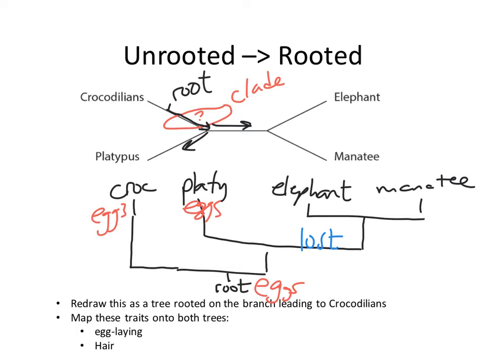So if we were to redraw it, it would give us a totally different conclusion. If you redrew the root, for example, on the branch leading to elephants, that would make elephants the outgroup, which would mean elephants and manatees would be more distantly related to crocodiles and platypi, and that would make it look like egg laying evolved recently. Okay, so how do we know which one's right?